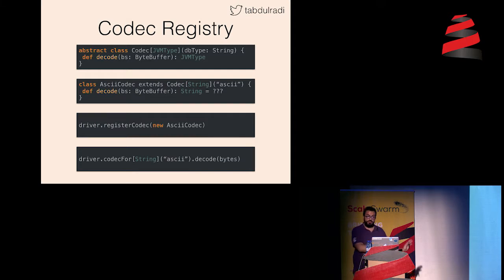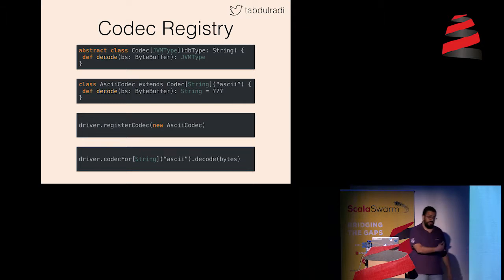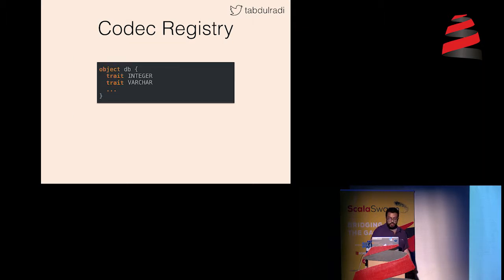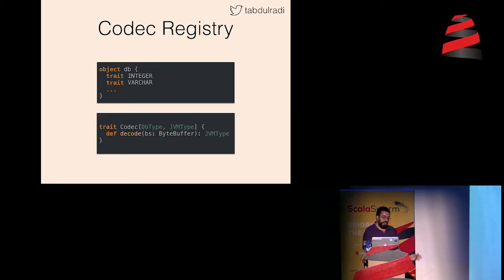So let's improve this a little bit. Let's make the compiler aware about the types, the database types. If you want the compiler to be aware of something, usually you don't want to write it as strings. You want to write it as types. So first thing, we're going to represent all the database types as traits, integer, varchar, and so on. Then we're going to rewrite our codec class to be like that. Is this exactly similar to the one before? But now db type is not a string anymore, it's a type parameter.